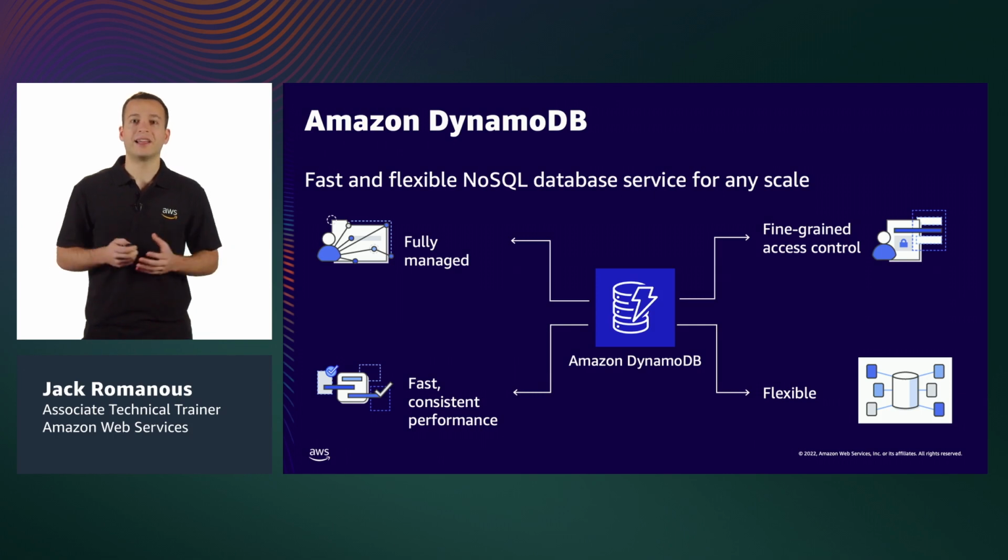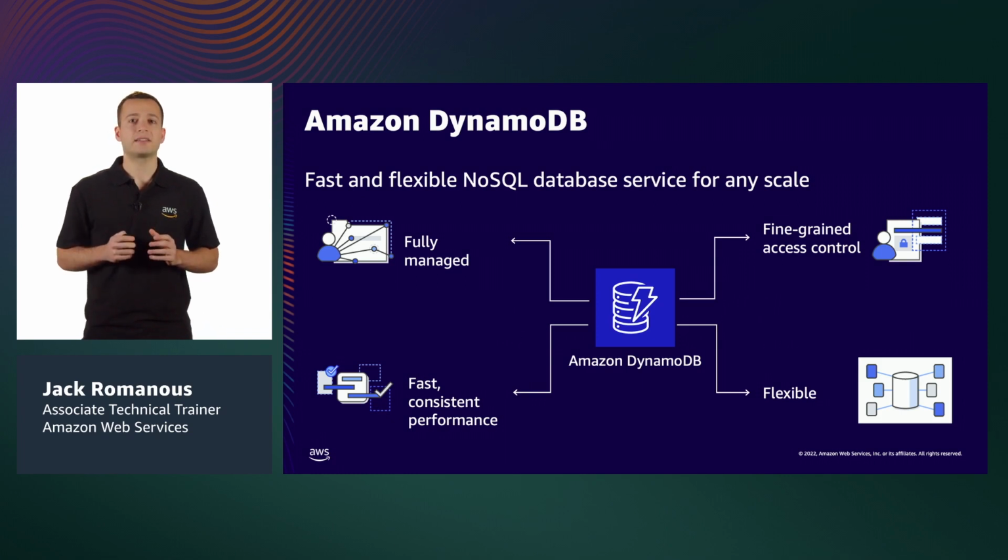And since there's no underlying instance to manage, you can configure the read and write capacity for your DynamoDB tables, ensuring that your application has the right throughput. Where you might have spiky workloads, DynamoDB features on-demand and adaptive capacity options. In most cases, DynamoDB offers single-digit millisecond response times, but sometimes your application needs even faster response times.